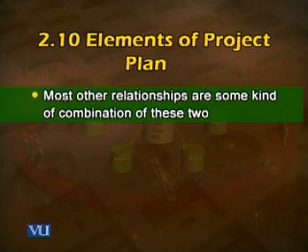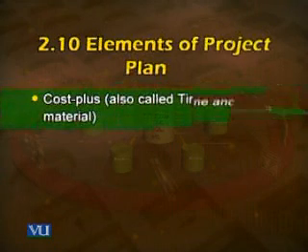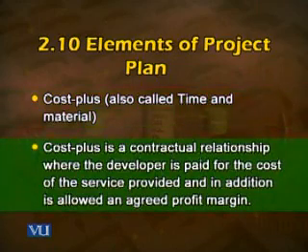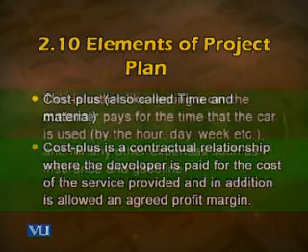A very quick overview of these two kinds of contracts. Detail we will discuss in the following sessions. Cost plus, which is also called time and material. This is one kind of contract. Cost plus is a contractual relationship where the developer is paid for the cost of the service provided and in addition is allowed an agreed profit margin.